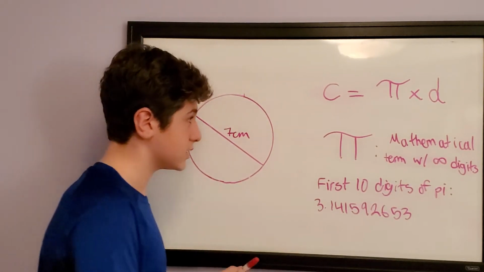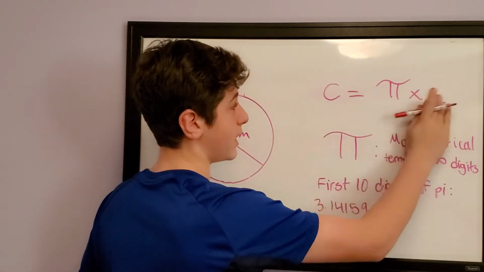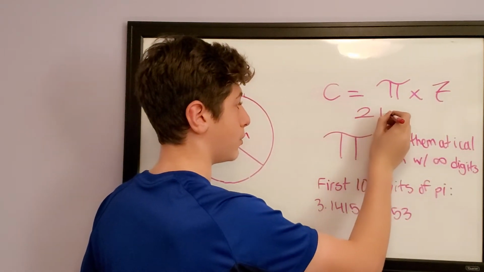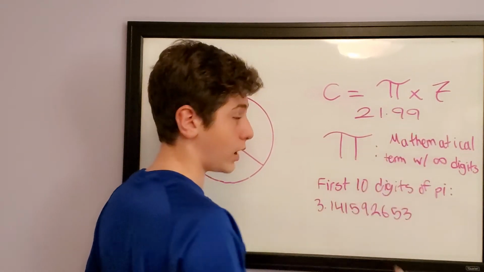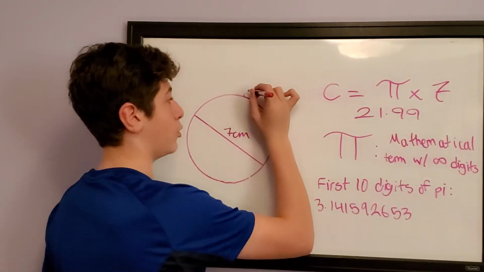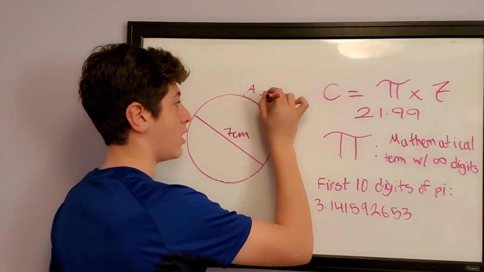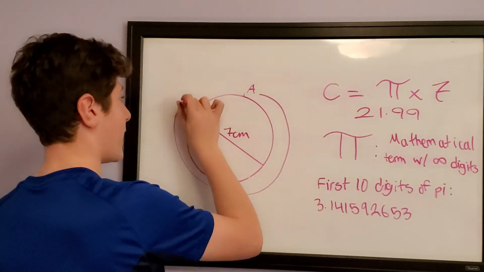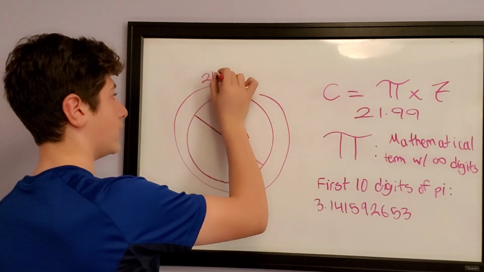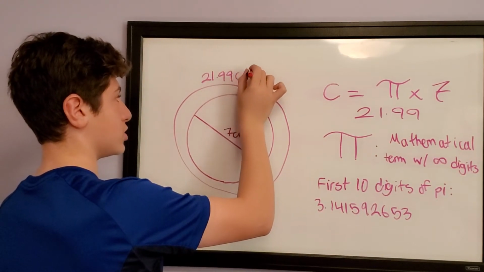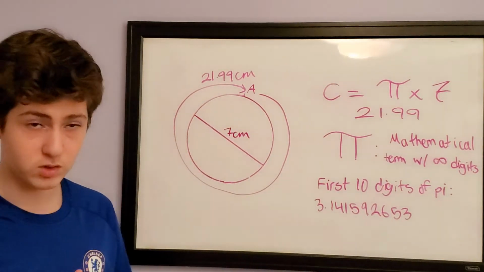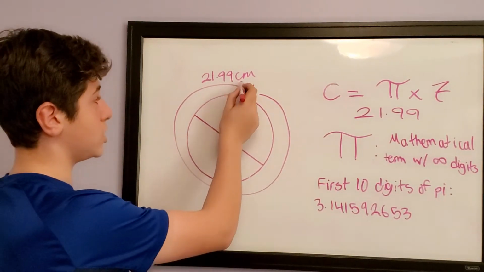So 7 times pi is 21.99, rounded to 2 digits. So this means that the distance from point A around the circle back to point A should be 21.99 centimeters. Also, a common mistake that students, especially I, do a lot is forget the unit of measurement.